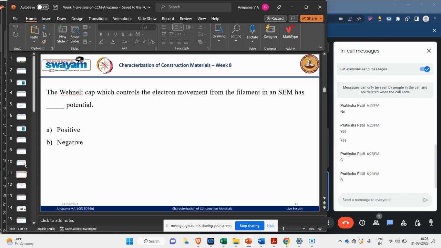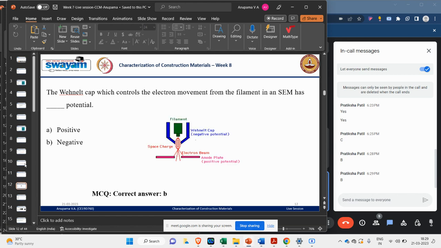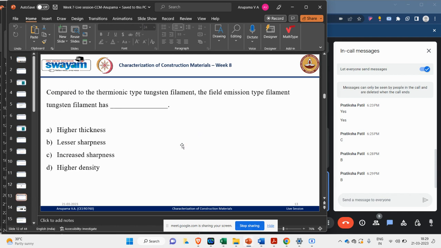The Wehnelt cap, which controls the electron movement from the filament in a scanning electron microscope, has dash potential. The electron gun ejects the electrons, and there is a setup known as a Wehnelt cap. It controls the movement of the electrons. It has dash potential. The correct answer is negative. So the Wehnelt cap has a negative potential. Let's move to the next question.